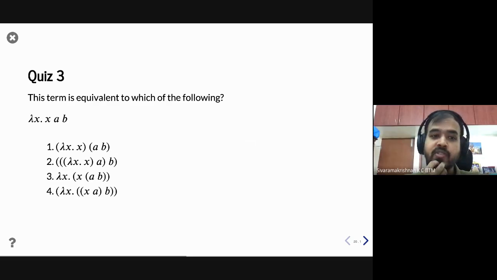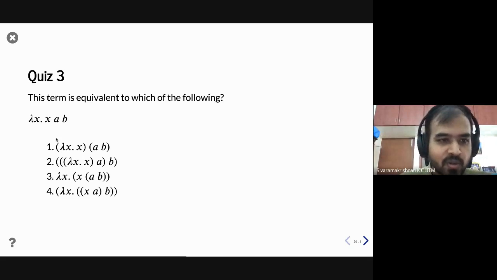This term is equivalent to which of the following, right? So I'm using extra brackets here for disambiguation. Four is the correct answer, not three, right? So you are missing the second convention. The convention is that when you have an application, the application is left associative.